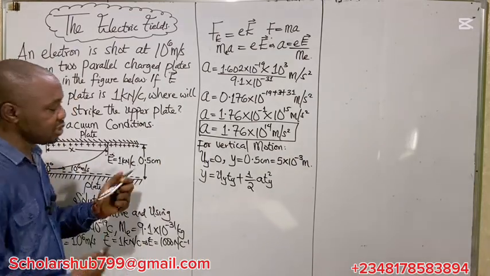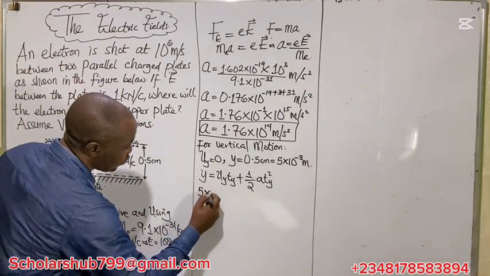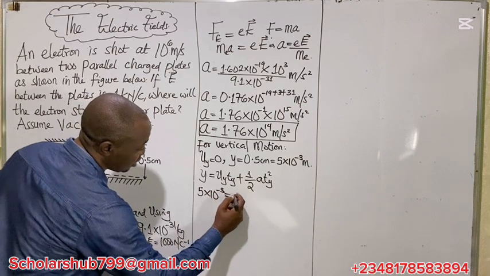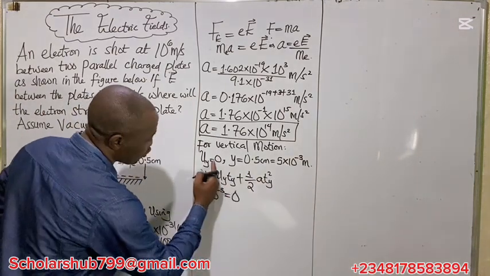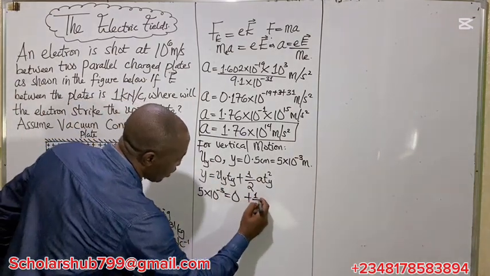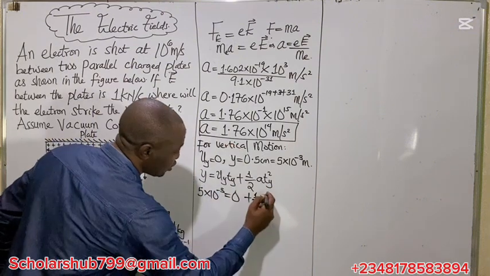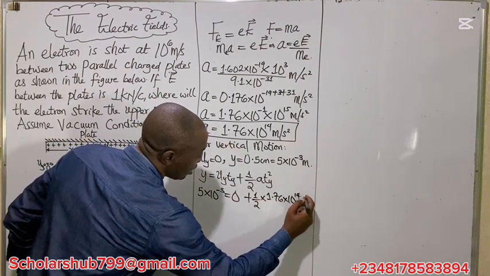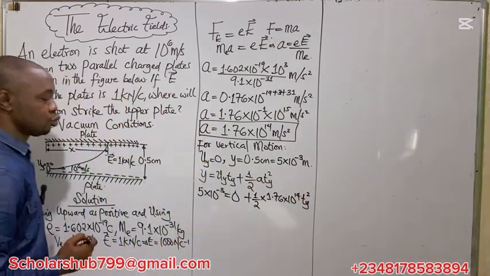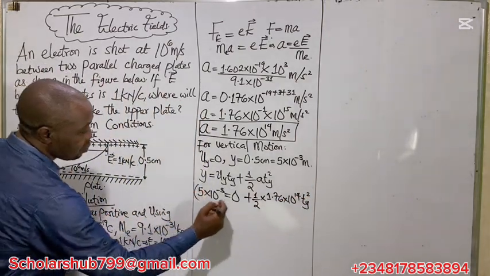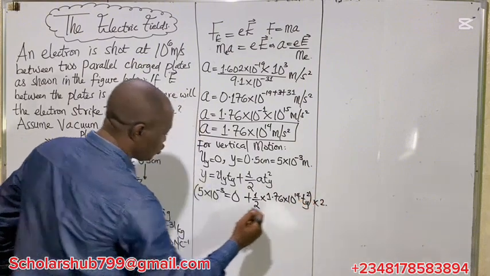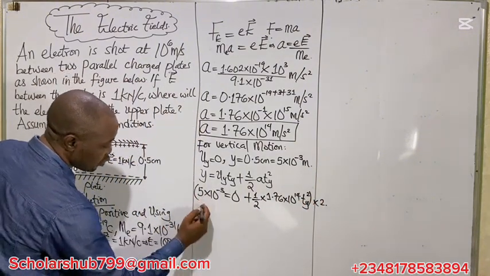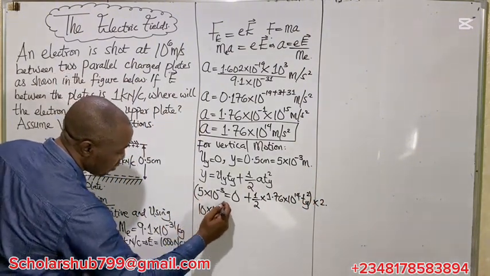All right, so in this case, we have 5 multiplied by 10 raised to the power of negative 3. This will be 0, because we have uy to be 0 here. So we have 1/2 of this acceleration, 1.76 times 10 raised to the power of 14, then ty raised to the power of 2. Okay, so now let's multiply this equation by 2. So multiplying this by 2, that will be 10 times 10 raised to the power of negative 3.